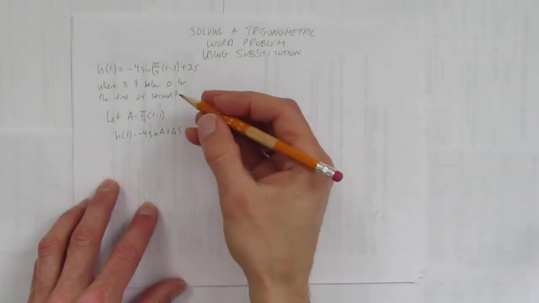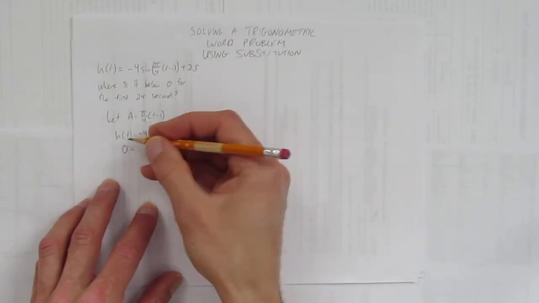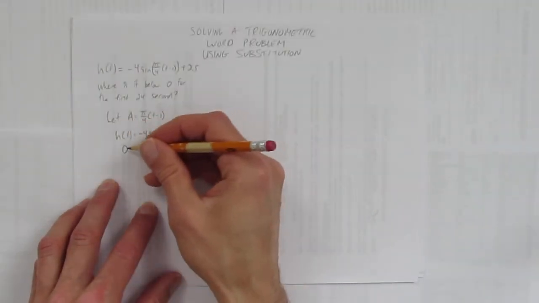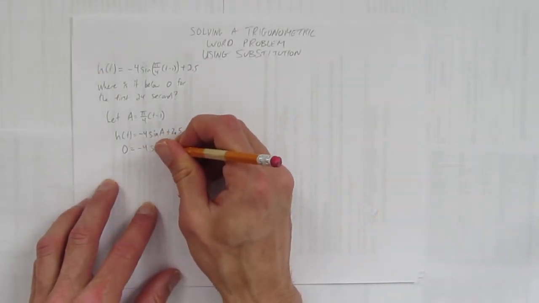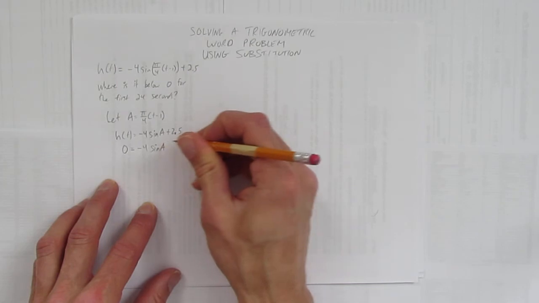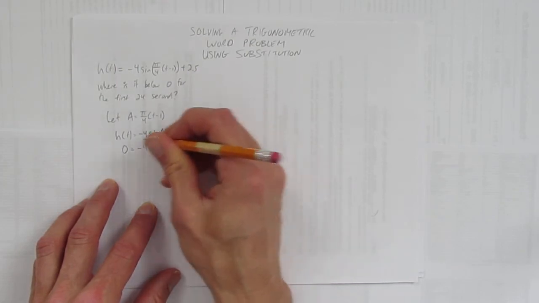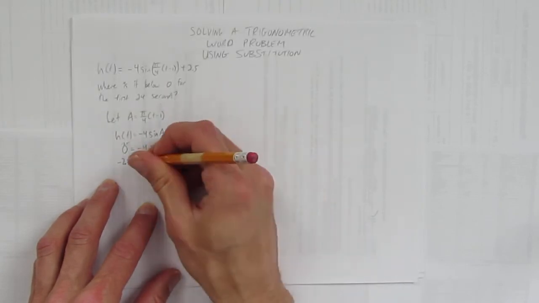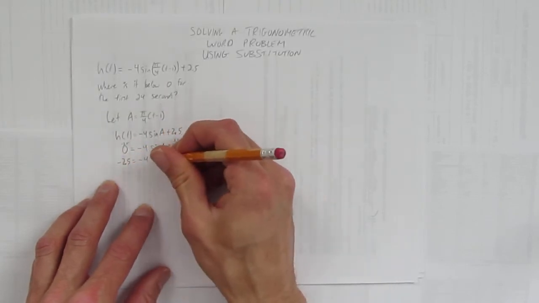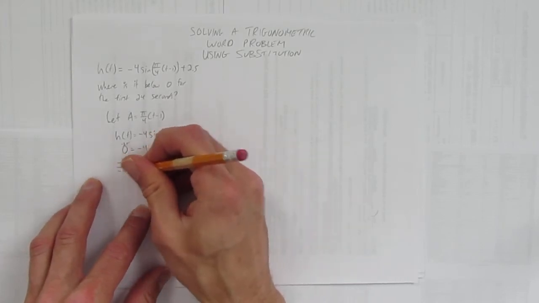And since we're looking where is it below the water, we'll set the water equal to 0. The height of the water limit is 0. And then we're going to work on that. So we have 0 equals -4 sine of a plus 2.5. Let's subtract 2.5 from both sides. And we get -2.5 equals -4 sine a. And divide both sides by -4.